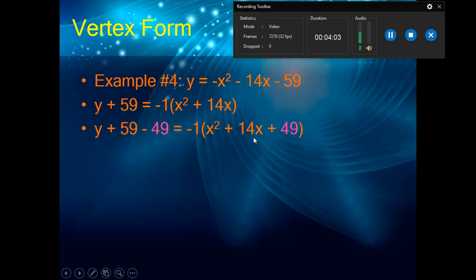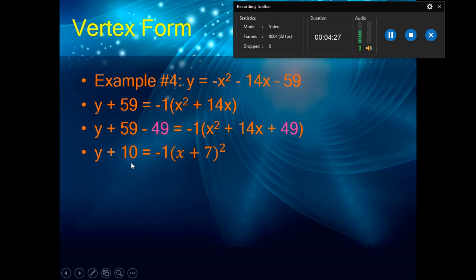On the right-hand side, we're going to divide 14 by 2, which is 7, and 7 squared is 49. But when you fill in the left side to balance the equation, remember we have to multiply 49 times the -1, which is our GCF, so that we fill it in appropriately. So on the left-hand side, it's -49.